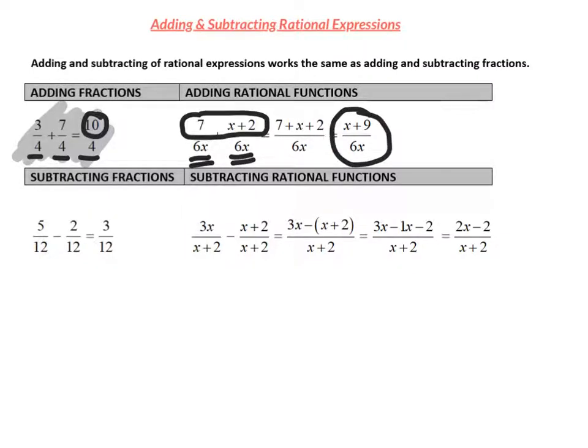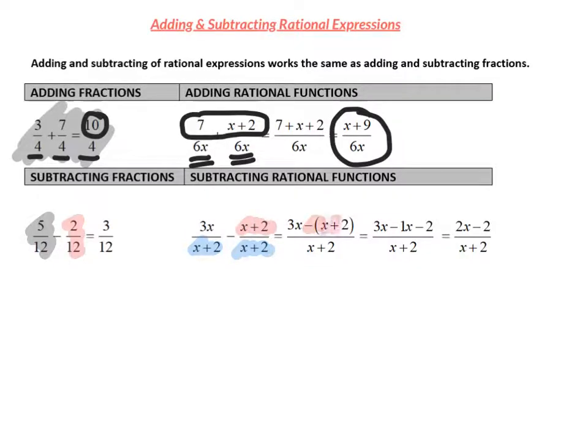Very simple. In a similar way, when we do subtraction, if the denominator is the same, then it's just 5 minus 2. Now this is where you've got to be a little bit more careful. Yes, these denominators are the same. I want you to notice what the subtraction does to this.